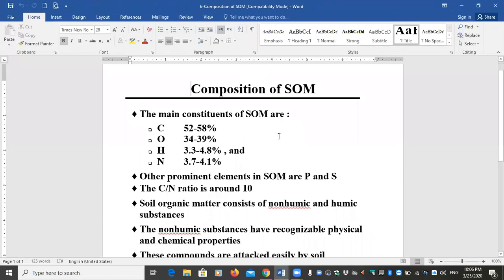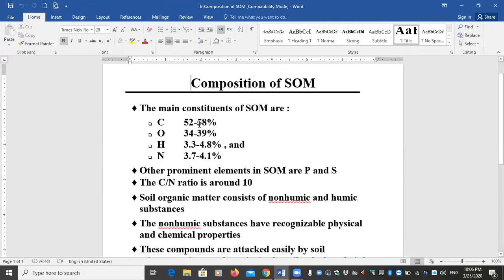Okay, we'll talk about now the constituents from the elemental point of view, the composition of soil organic matter as far as the elements that are involved in this material. The main constituents of soil organic matter are carbon, about 52 to 58%, which remember, is not very much change. It's a narrow range, 52 to 58%. Oxygen, 34 to 39%. Hydrogen, 3.3 to 3.4%.